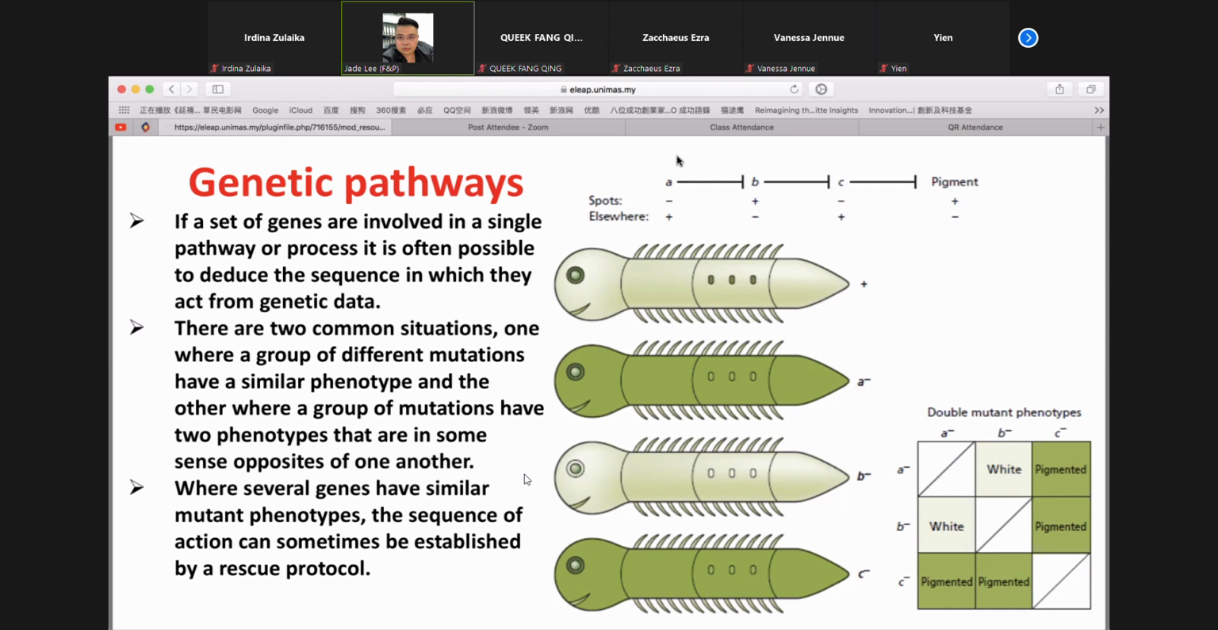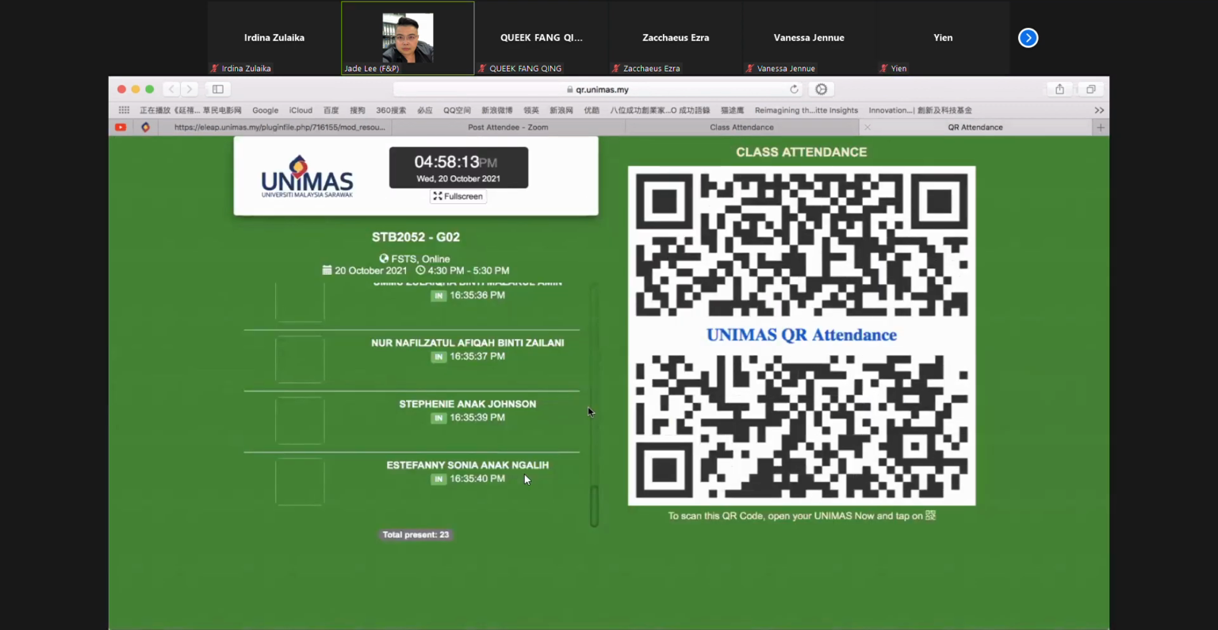Kita boleh knock out, kita boleh rescue dia juga. Maksudnya kita nak selamatkan dia. That is what you call rescue protocol. Yeah, we can knock out the gene. We also can do some rescue. Kenapa kita buat rescue? We want to double confirm the function of the gene. We can do that. We double confirm it.